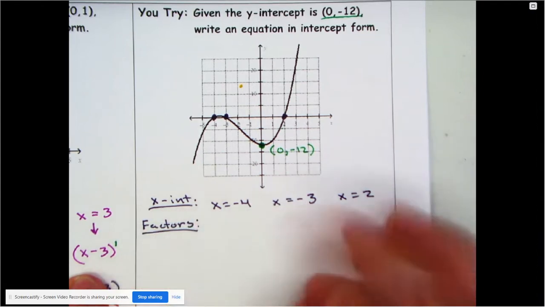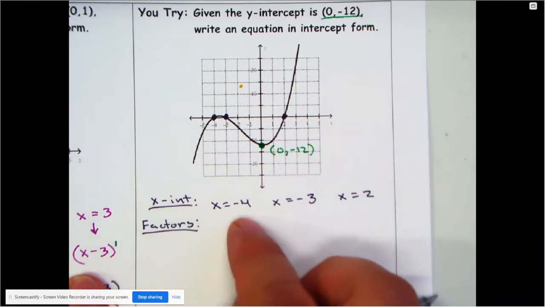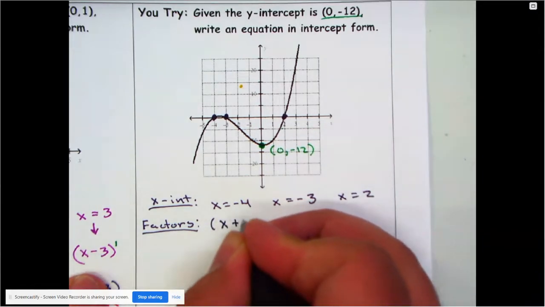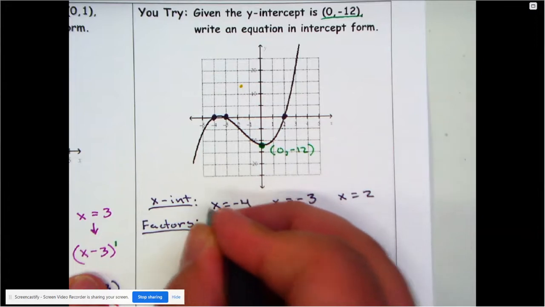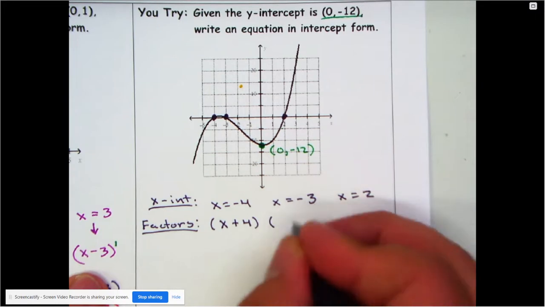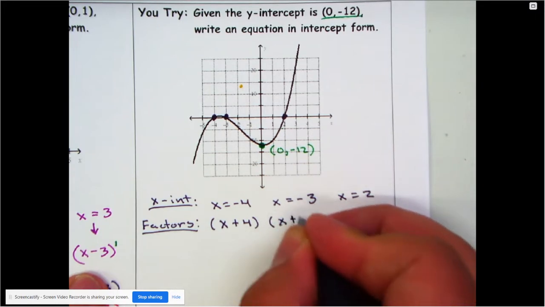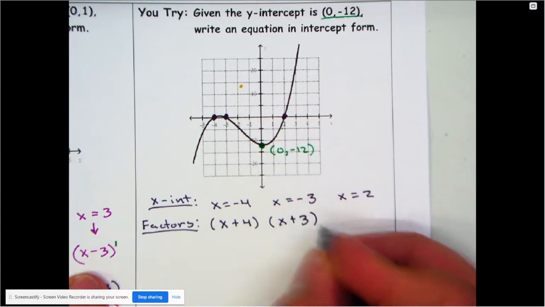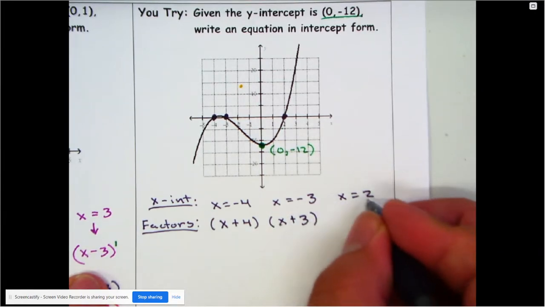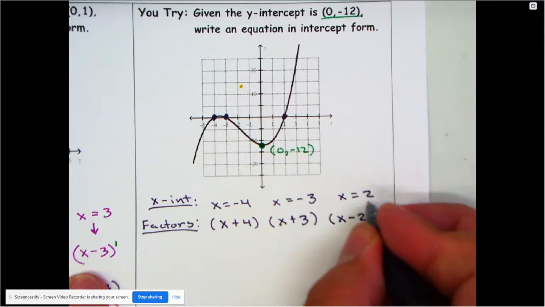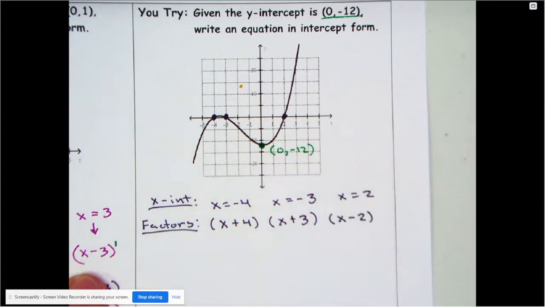So let's see. If my x-intercept is x equals -4, then it must have come from a factor that said x plus 4, because we have to add the 4 back to the other side. If it says x is equal to -3, my factor must have been x plus 3, because I would add the 3 back to the other side. And if it says x is equal to 2, my factor must have been x minus 2, because I would subtract the 2 to bring back that 0. Okay, our factors are done.